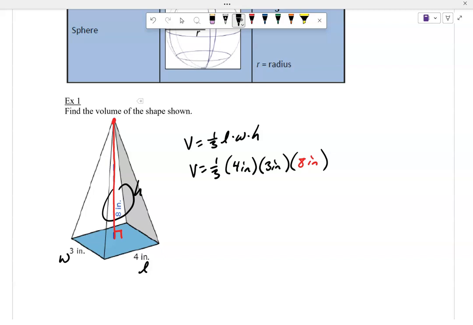And so 1/3, let's see, 4 times 3 is 12. Well, let me cancel these 3's. There we go. And so I have 32 inches times inches times inches is cubic inches. So I would have 32 cubic inches if I was to fill this up with water or whatever, right? That's how much volume I have for that.